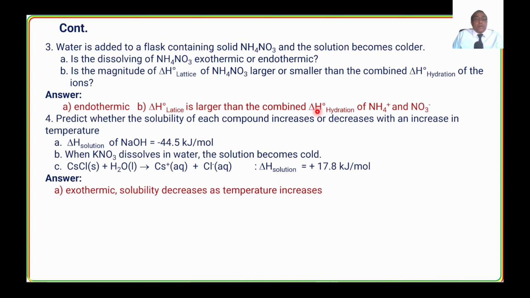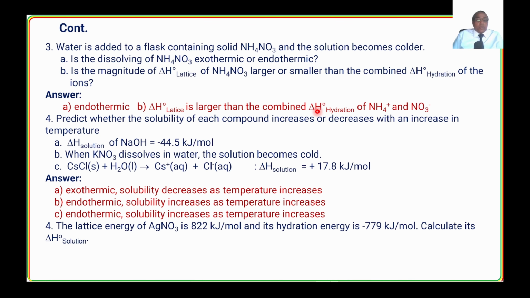Okay, the first one is exothermic. For an exothermic process, as temperature increases, solubility decreases. For endothermic processes, generally as temperature increases, solubility increases. So in the case of B, potassium nitrate dissolves in water and the solution becomes cold, which means the dissolution process is endothermic. So if you increase temperature, its solubility also increases. Similarly for C, the process is endothermic, which means as temperature increases, solubility also increases.